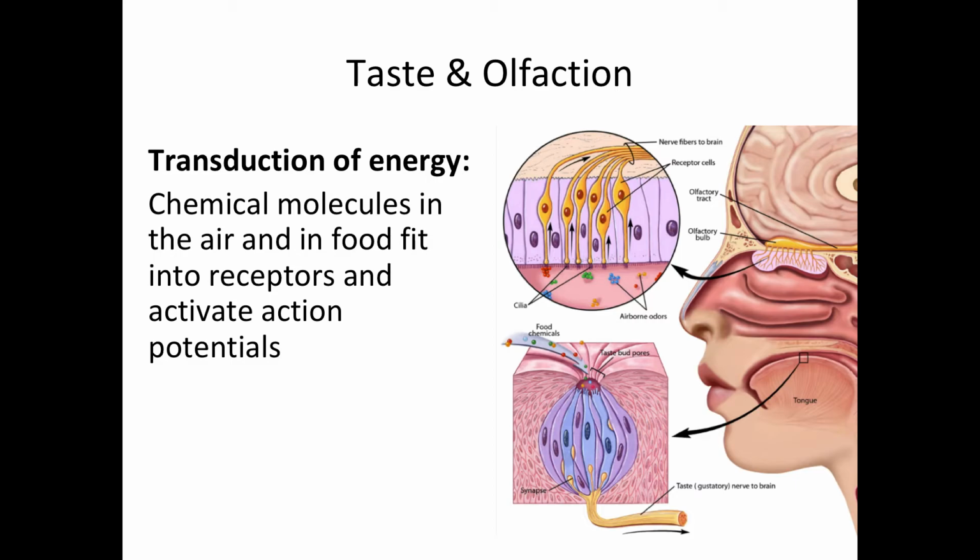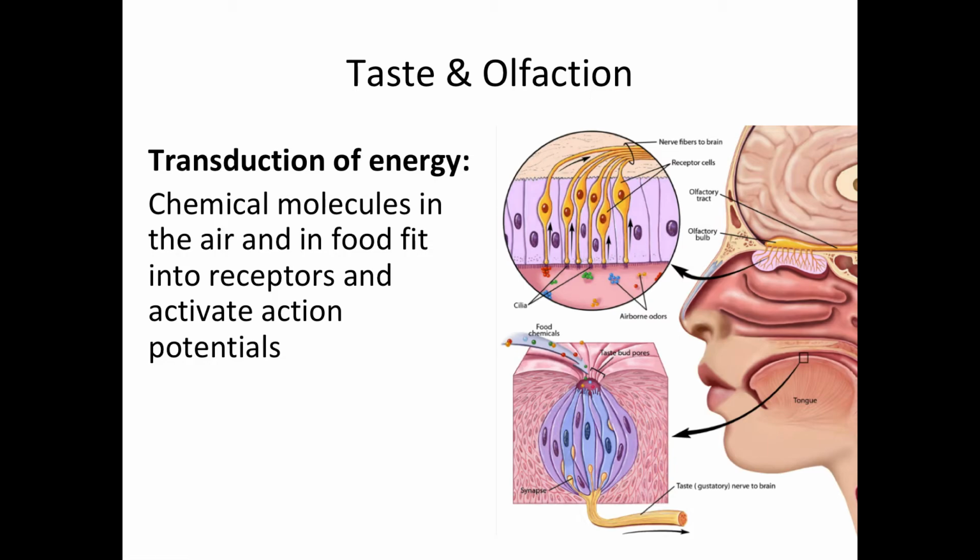In taste and olfaction, it works a little bit differently. For these two systems, chemical molecules that are carried in the air, for smell, or in food, for taste, attach to receptors, and those receptors cause neurons to activate action potentials. In the image, you can see the olfactory bulb. Smell would go in here. And here you have the tongue with these little taste buds. Food normally, or also air that you can taste, can go in here.